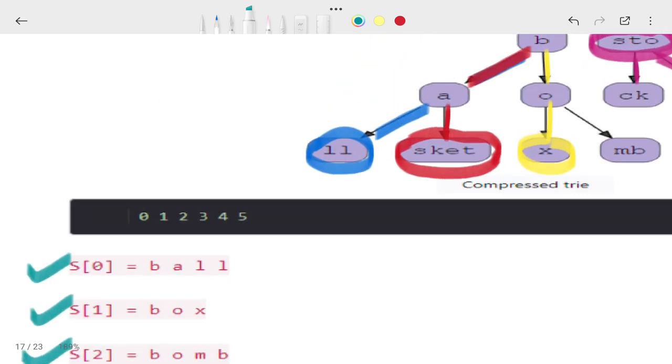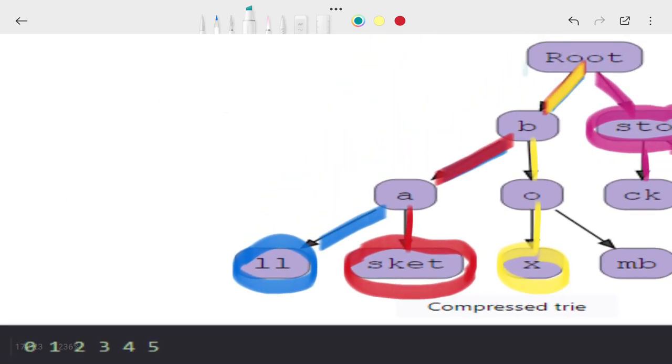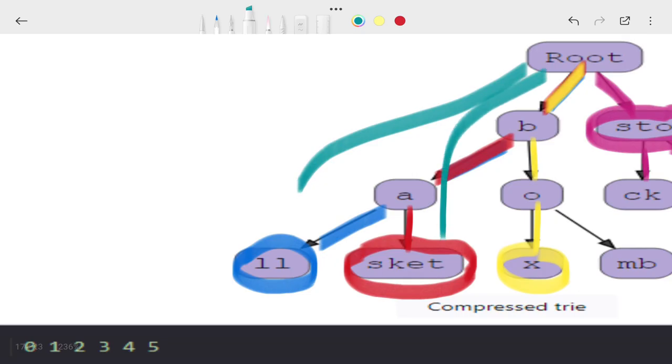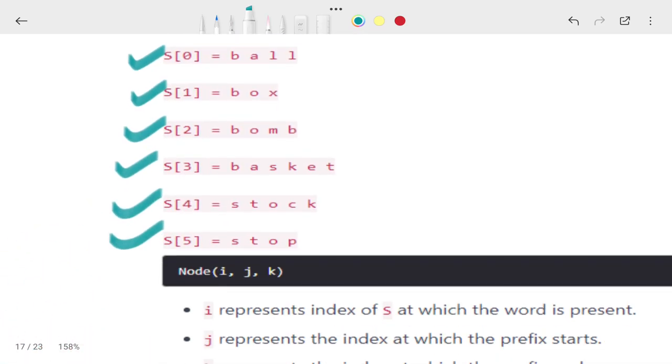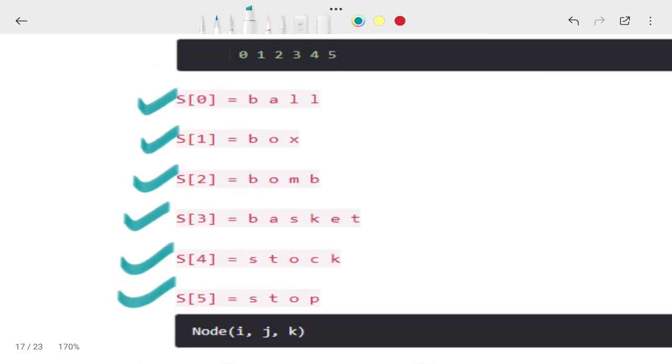You can see here, this is my ball, my first branch. Second branch I am getting basket. Third branch I am getting box. And fourth branch I am getting bomb. Then stock, then stop. So all these texts we have written here, S0, S1, S2, S3, S4, S5, in an array.